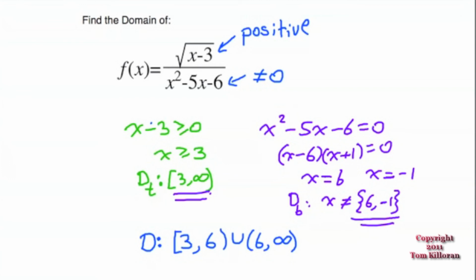So this is a weird function where one domain and another coming together just creates this little jump. So we go 3 to infinity and we ignore 6 completely. This would be the domain of this function, the square root of x minus 3 over x squared minus 5x minus 6. That's a tricky one. I hope this helped.